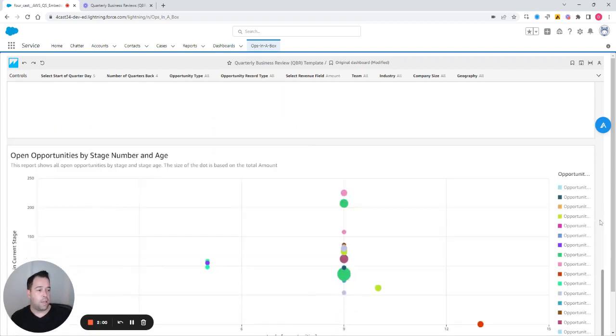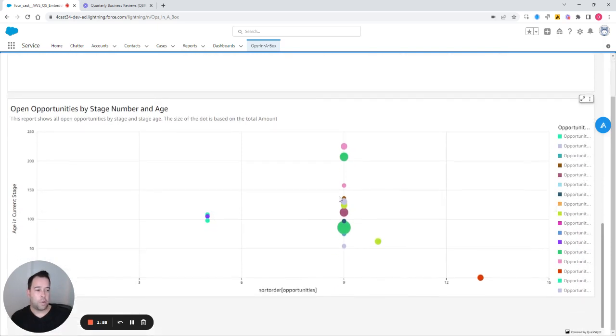And then last but not least, we can see the different opportunities and their stage age. So how long has an opportunity forecasted for this quarter been sitting in a stage? So let's hover on one of these dots here. Let's go to the top one. So here we can see this is opportunity 233. It's $16,949, and it's been sitting in the discovery stage for 225 days.